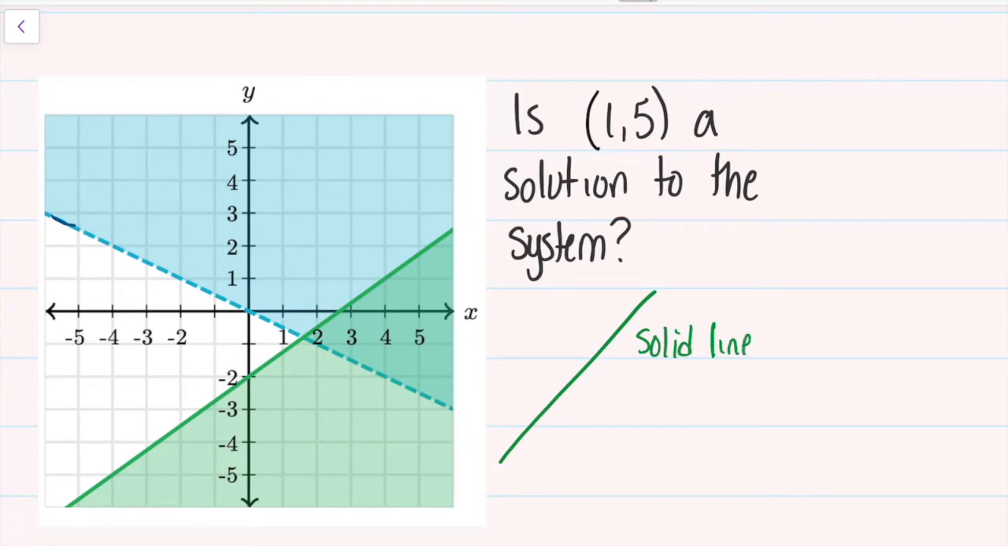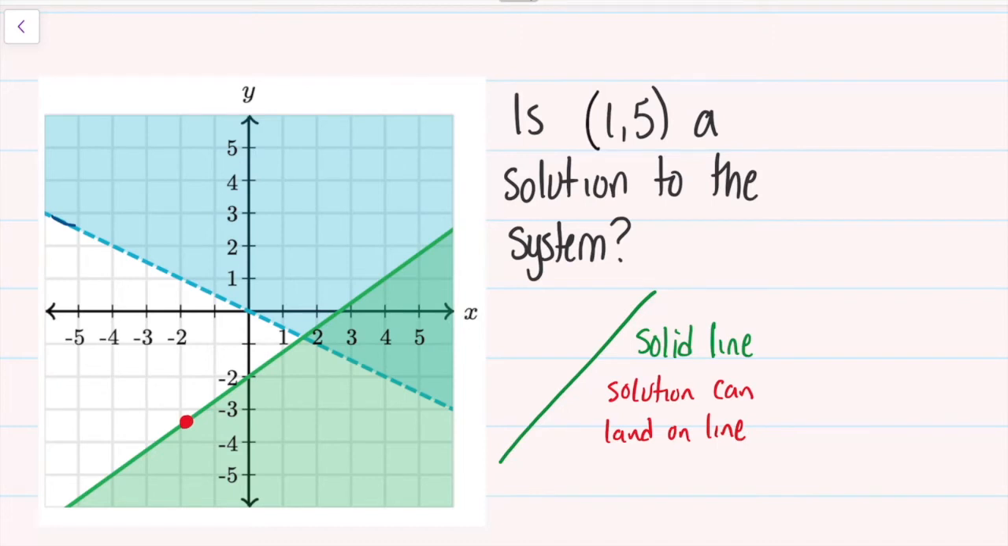And a solid line basically means that if you have a point touching exactly on top of that line, that means you can include it. Solutions can fall or land on the line. So if I have a point on the line, it's also a solution.